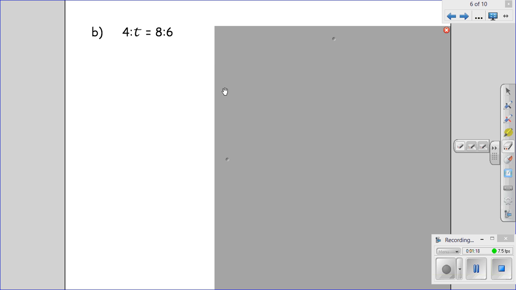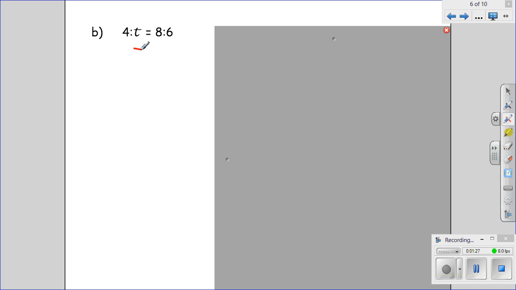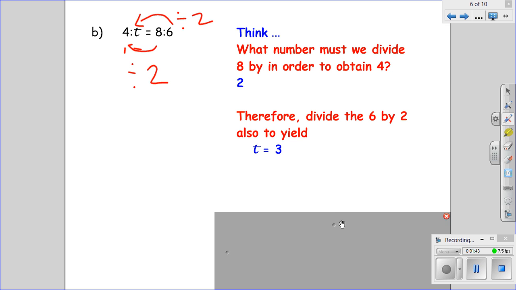Now this question here, I have to look at it a little bit differently. 4 times 2 is 8, but I don't know the value of t, and I don't want to multiply by 2, so I'm going to go backwards. Now, how does an 8 turn into a 4? That happens by dividing by 2. So how does the 6 turn into a t? I divide by 2 also, and t has a value of 3.